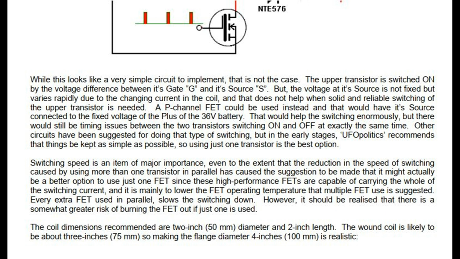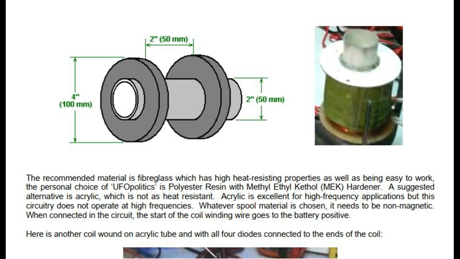However, it should be realized that there is a somewhat greater risk of burning the FET out if just one is used. The coil dimensions recommended are 2-inch, 50 mm, diameter and 2-inch length. The wound coil is likely to be about 3 inches, 75 mm, so making the flange diameter 4 inches, 100 mm, is realistic. The recommended material is fiberglass, which has high heat-resisting properties as well as being easy to work.